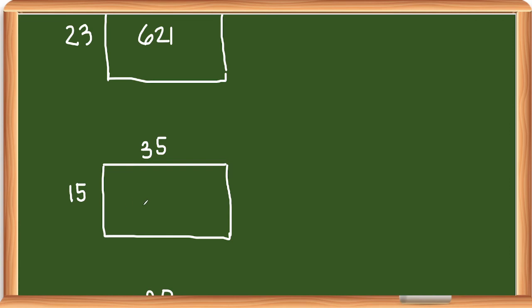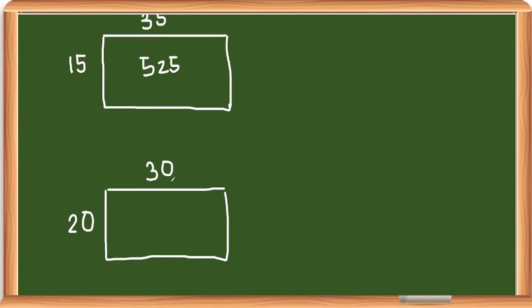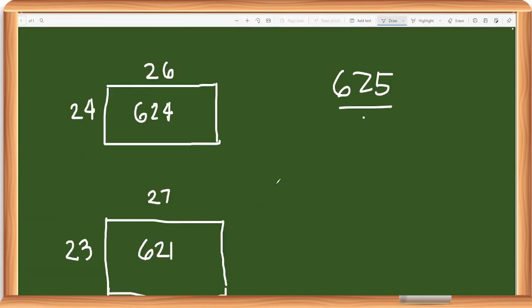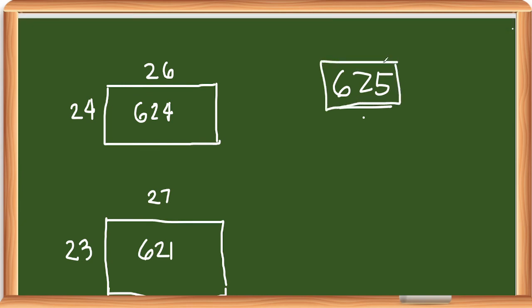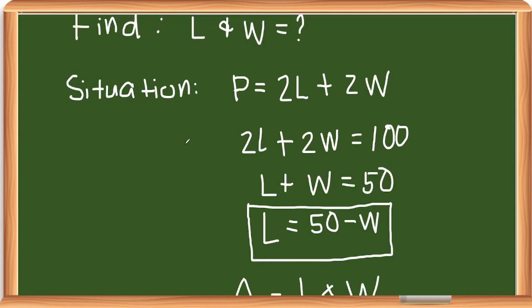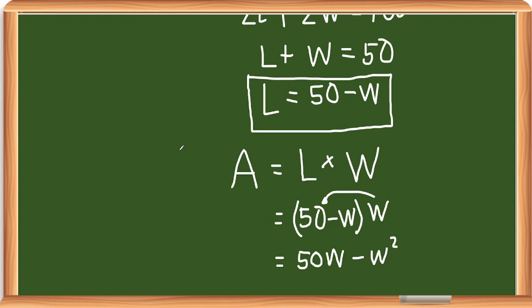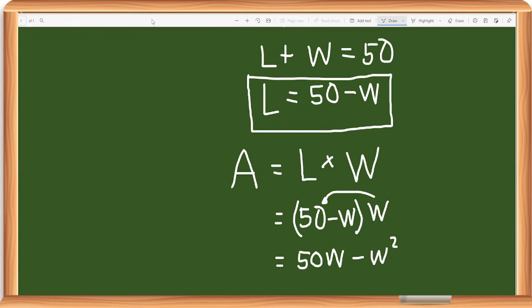If you multiply 15 times 35, you get 525. That's even smaller, no? 625 is the maximum. What if 30 times 20? It will only be 600. So as you see, whatever you do, this is really the maximum possible area for the dimension that we made. Therefore, your length and your W stick to 25.